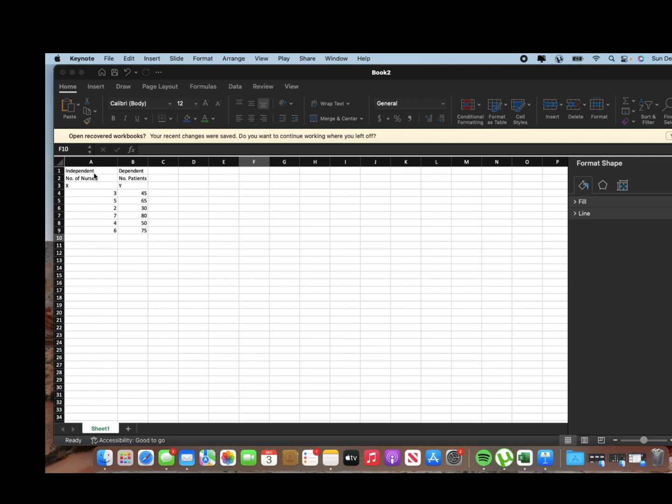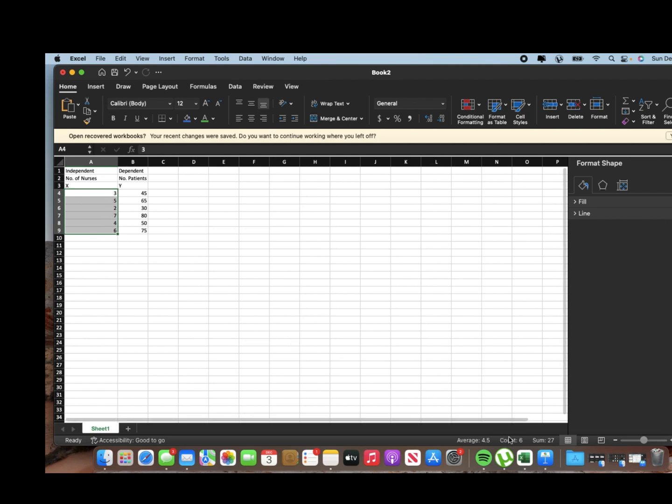For the independent variable, it will be labeled as your x-axis and the dependent variable as your y. Given the number of nurses per particular number of patients, the set of data was 3, 5, 2, 7, 6, and 8. Let's check the number of counts. One way to check if you have the good number of counts is to go down here. It means count of 6. This is also count of 6.